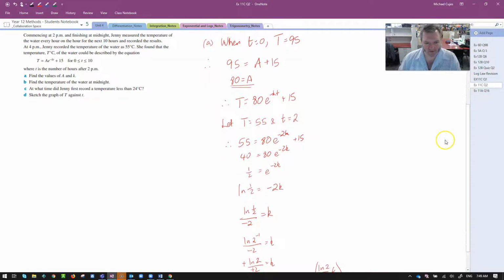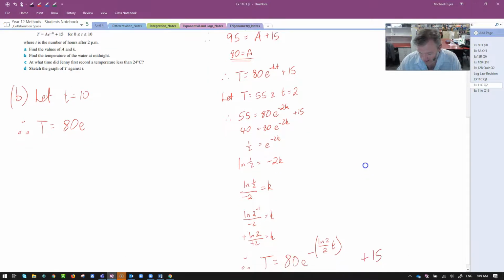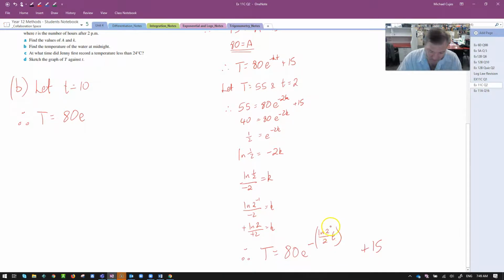Next, find the temperature of the water at midnight. Midnight is 10 hours after 2 p.m. So I'm just going to say let little t equal 10. So I'm going to have capital T. The temperature is going to be 80 e to the negative ln 2 over 2 times 10 for the number of hours, plus 15.